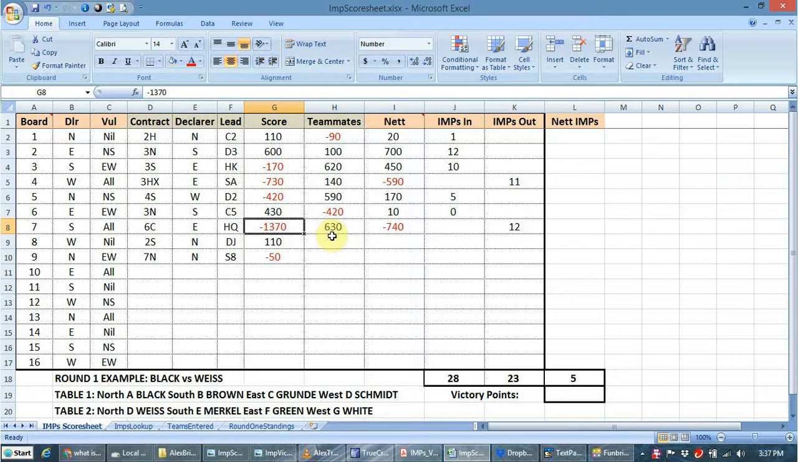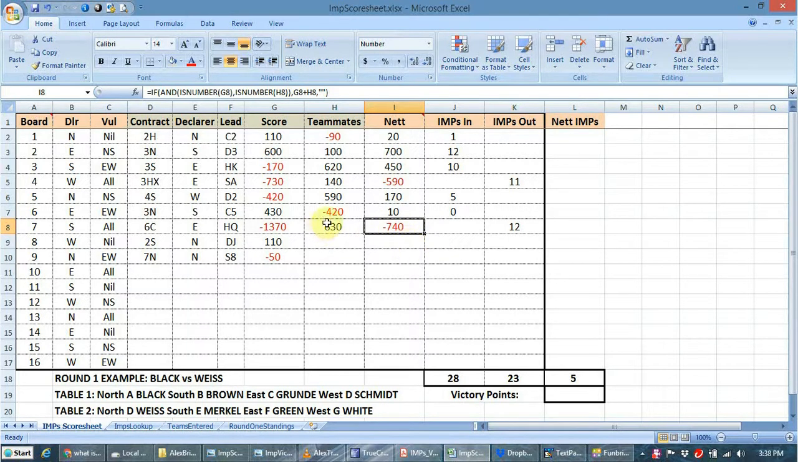slams at Teams Bridge. It's really important at Teams Bridge to bid your games, bid your slams, especially good slams. Bid good slams, you win a bucket of points. There you can see they won that board by 740 points.